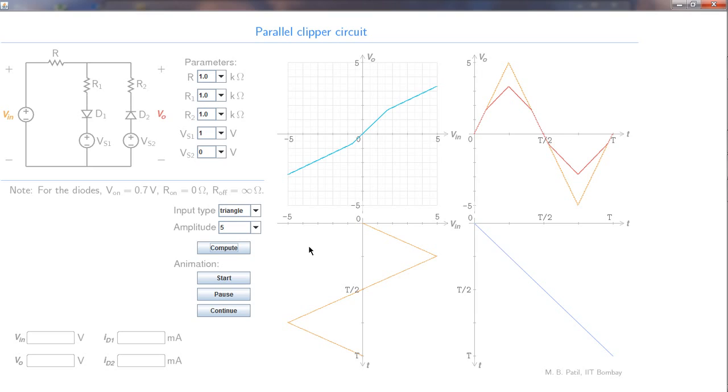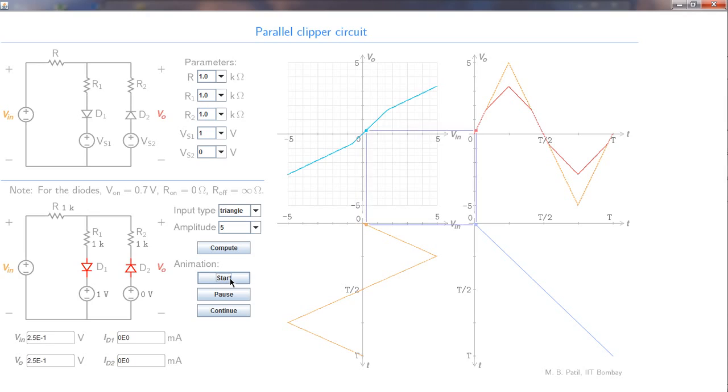Let us now start the animation, and then we will be able to observe how this VI of t graph gets mapped into the VO of t graph here. And as we discussed, that is done using this graph of t versus t and the VO versus VI relationship. Let us start the animation. Pause. Now at this point, D1 and D2 are not conducting and therefore they appear in red. Let us continue.